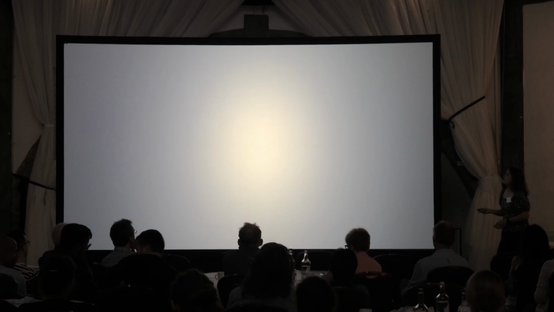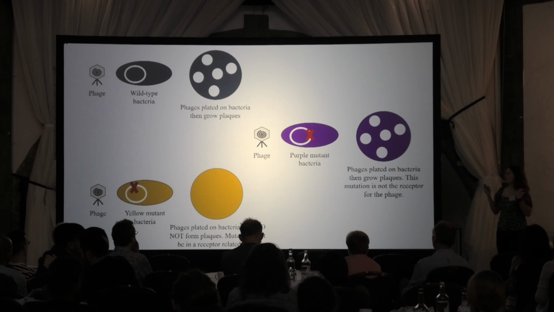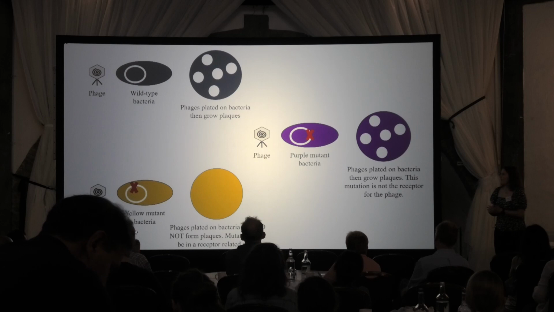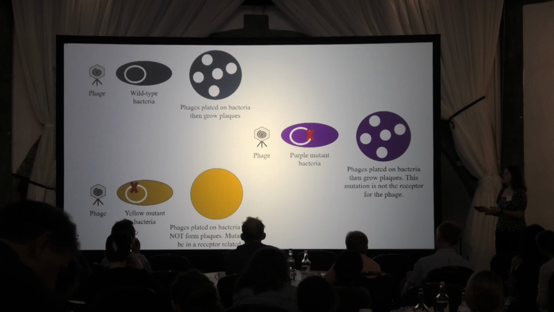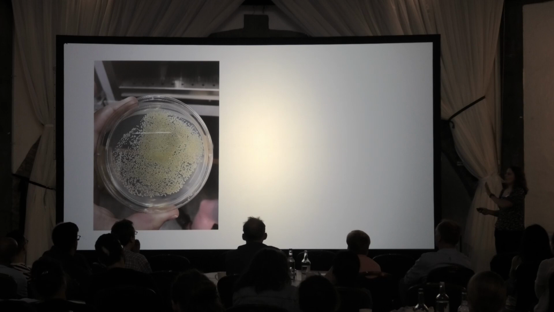Once we do that, we can start to look at these different mutants. First, we take the wild type, we plate it with the phage, and we get plaques. That makes sense. Then we look at, like, the purple mutant, and we still get plaques. This indicates to us that the mutation is either not a receptor for the phage or is not necessarily important for the phage life cycle. With the yellow mutant, though, when we plate it and get no plaque-forming units, this is something we want to look into, because the mutation must be in a receptor-related gene or a gene important for the phage life cycle.